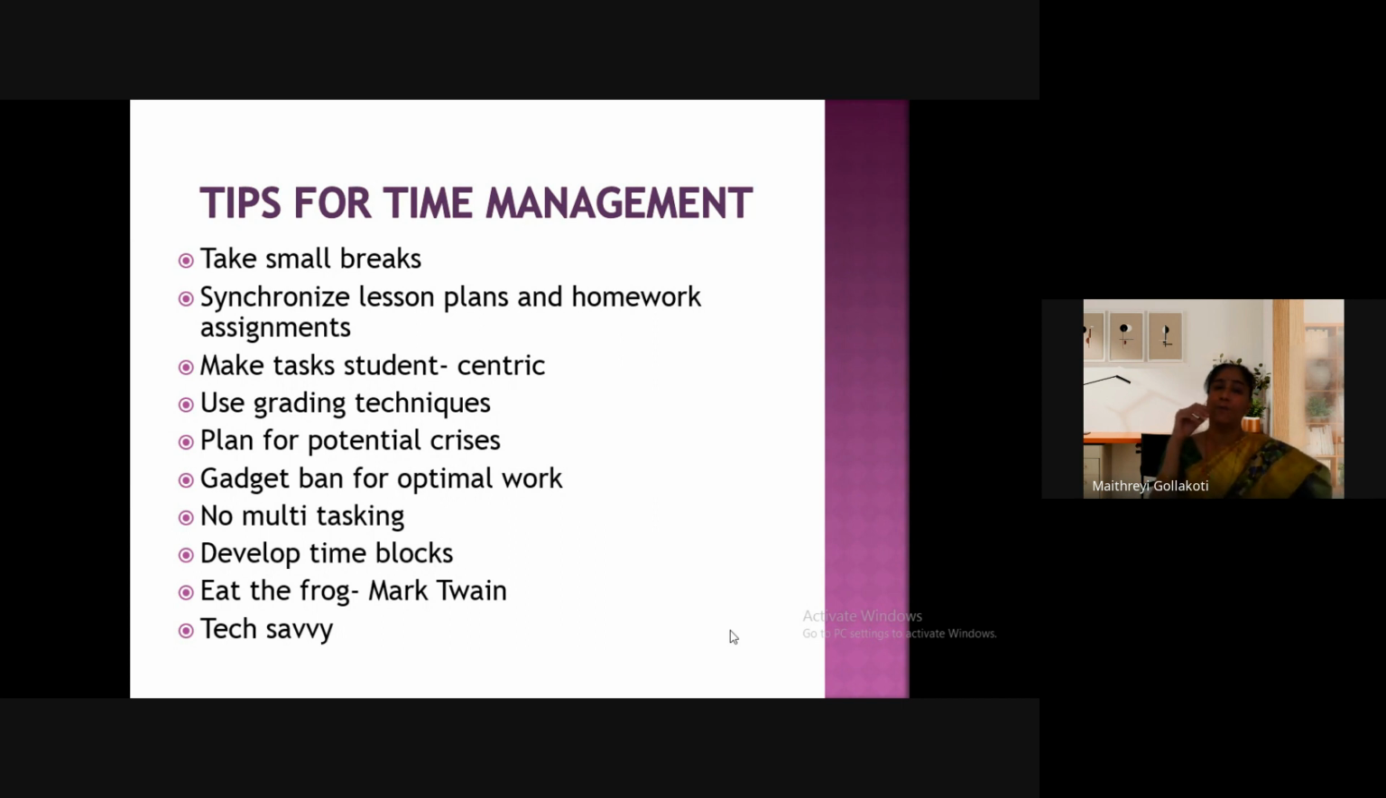And next, plan for potential crisis. Yeah, because something or the other will unexpectedly happen, because we can't escape that. Life is like that, isn't it? So always plan for potential crisis. Always plan for emergency lessons. See, sometimes we go one day and suddenly we come to know that some teacher is not coming.